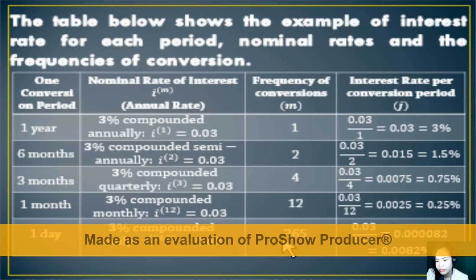Lastly, if it's daily, the frequency of conversions, of course, in 1 year, we have 365 days. So the frequency of conversions is 365. You now divide 0.03 by 365. That is 0.000082. If you are going to multiply that one by 100%, the answer is 0.0082%.